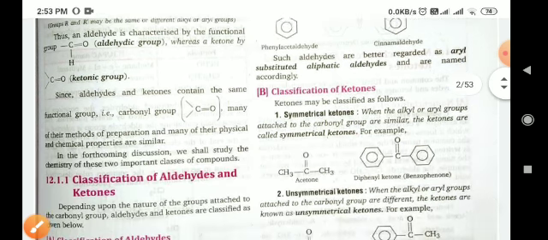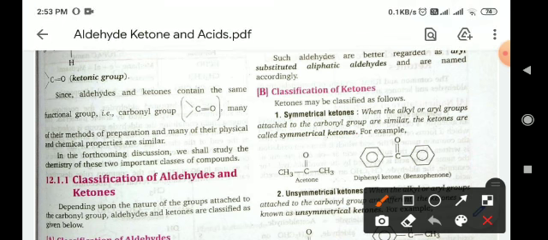Now, classification of ketones. Like aldehydes, we can classify ketones also. There are symmetrical ketones: when the aryl or alkyl groups attached to the carbonyl group are similar, then the ketones are called symmetrical.